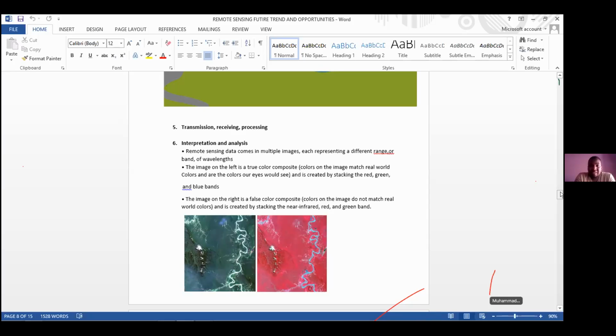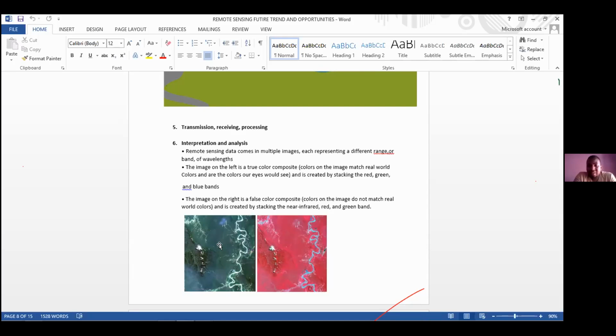And then the next step of the remote sensing process is interpretation and analysis. Remote sensing data comes in multiple images, each representing a range of bands and wavelengths. I'm going to give you an example of two images here. As you can see on the screen, we have one image on the left side of the screen, and the other image on the right side of the screen. The image on the left side is what we call the true color composite. What do we mean by true color composite? In a true color composite, the colors on the image match the real world colors that we see.